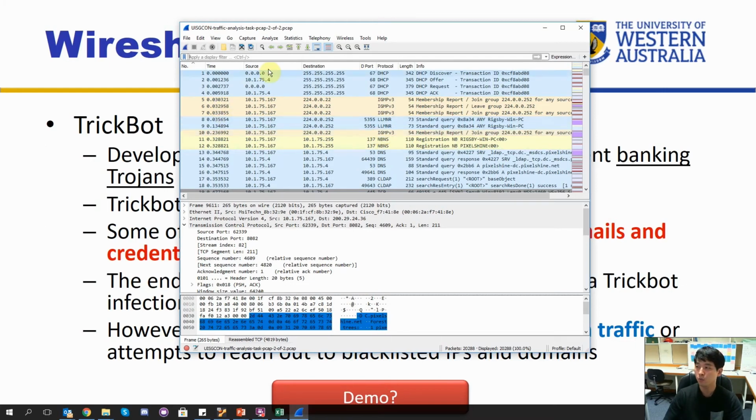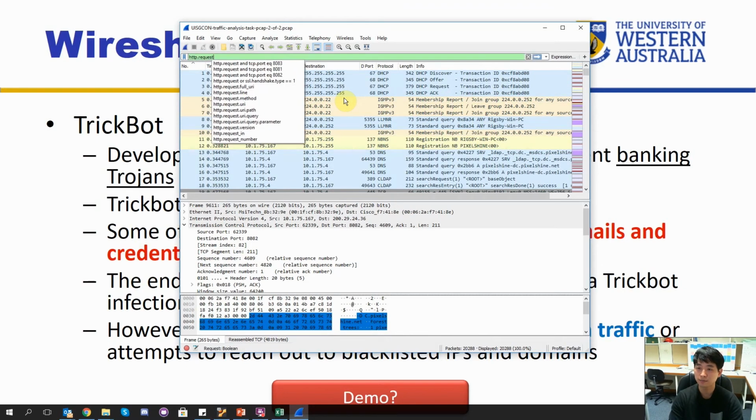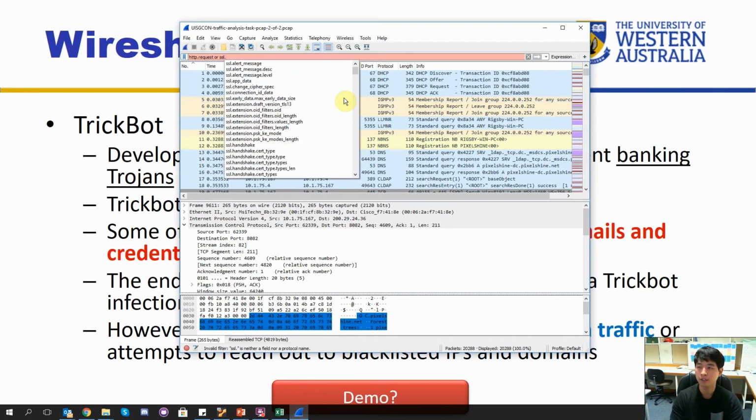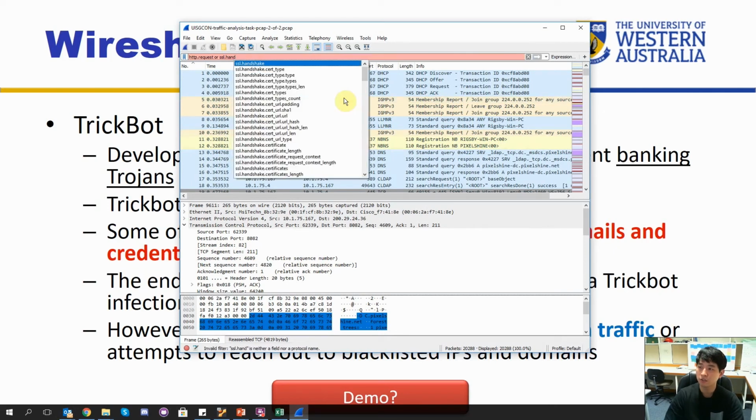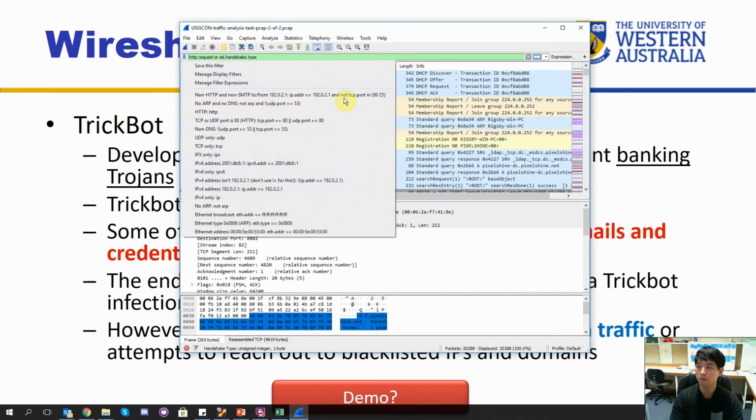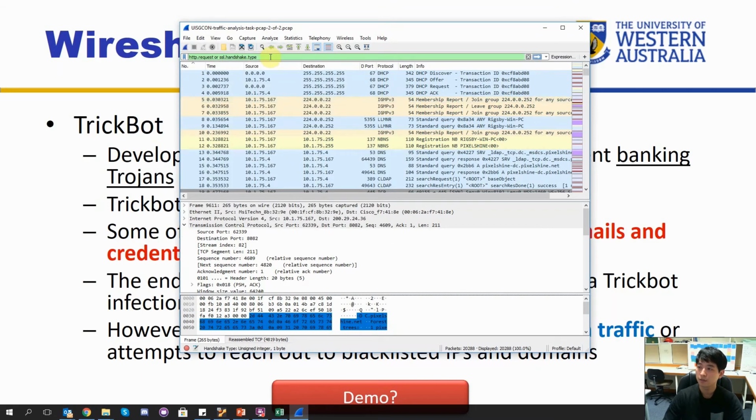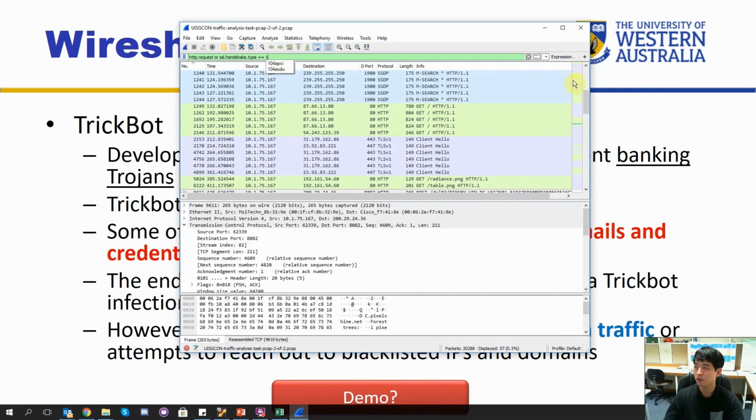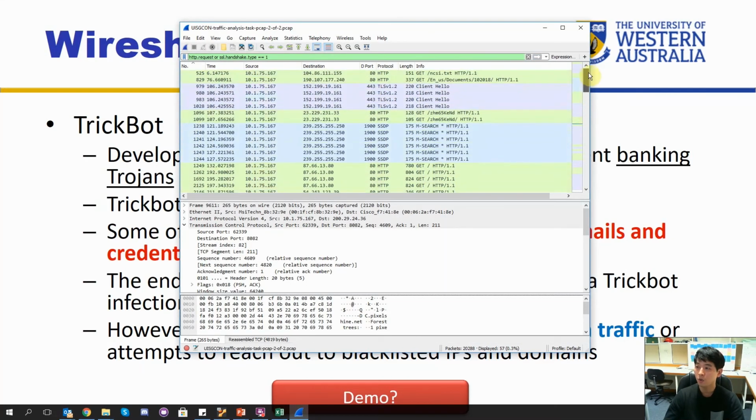Okay. So what we will try to filter out is first to look at some HTTP requests. HTTP request. At the same time, we will try to filter out SSL handshake. Handshake dot type. Okay, and that's the typical filter we will use to identify TrickBot. So when we filter this out, we get a much smaller set of things, so we can go over this a little bit easier.